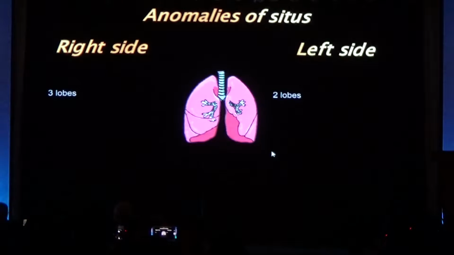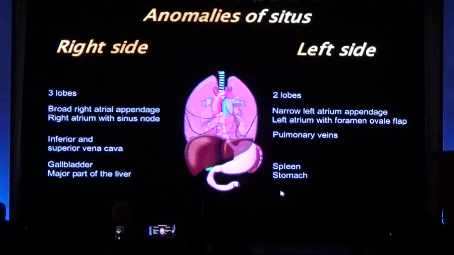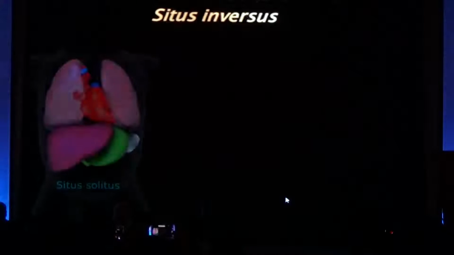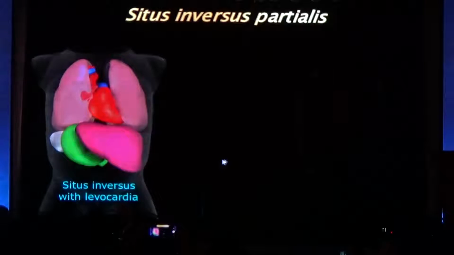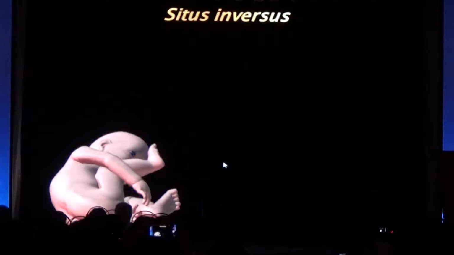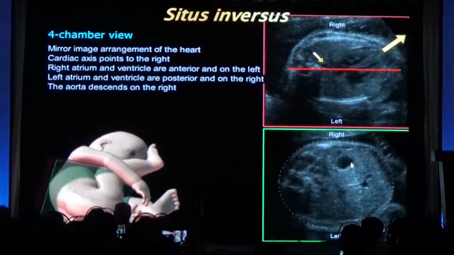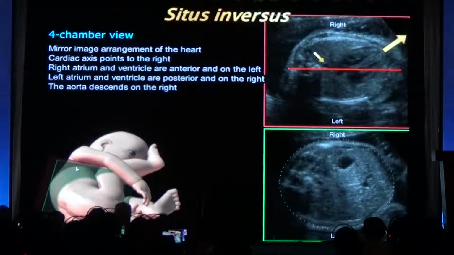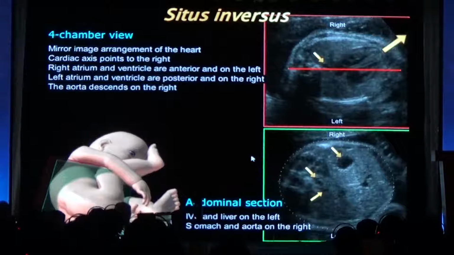heterotaxy. Now, I'm going to skip the way to identify, but there's some way to recognize the right side from the left side. There are some organs typically on the right, some organs typically on the left side. Now, in situs inversus, let me show you just some image. This is the typical image. You have apex of the heart and stomach that are both on the right side of the baby instead of being on the left side of the baby.